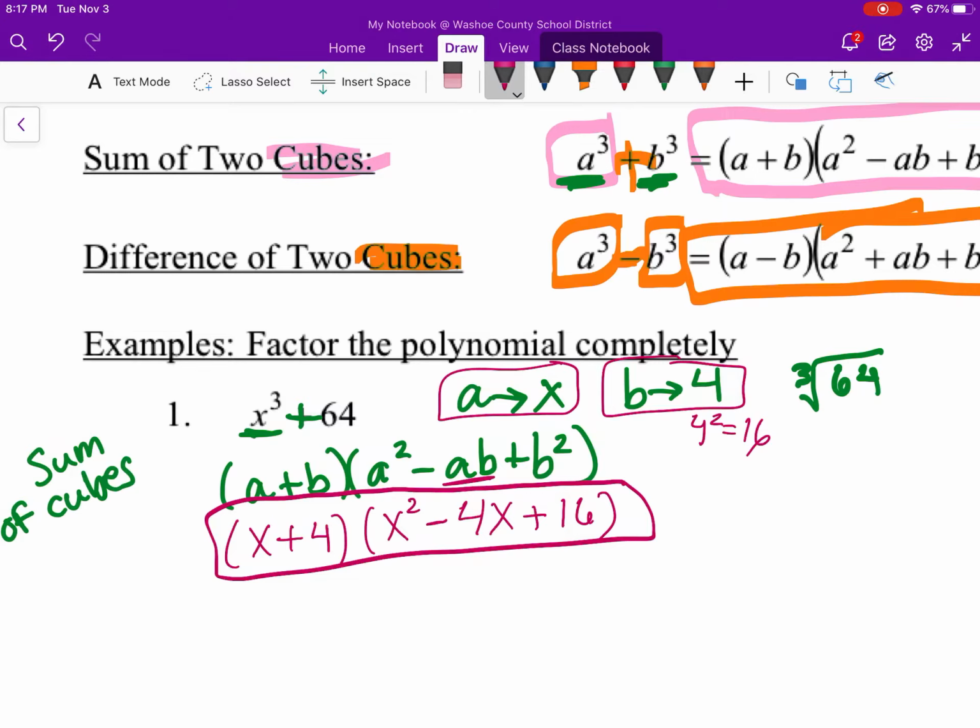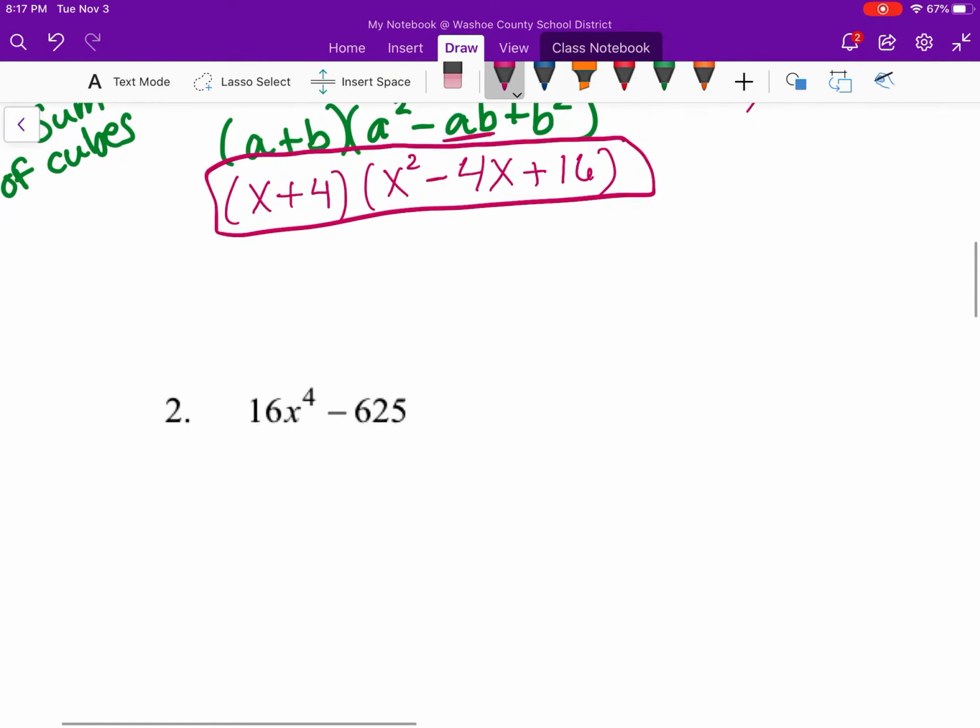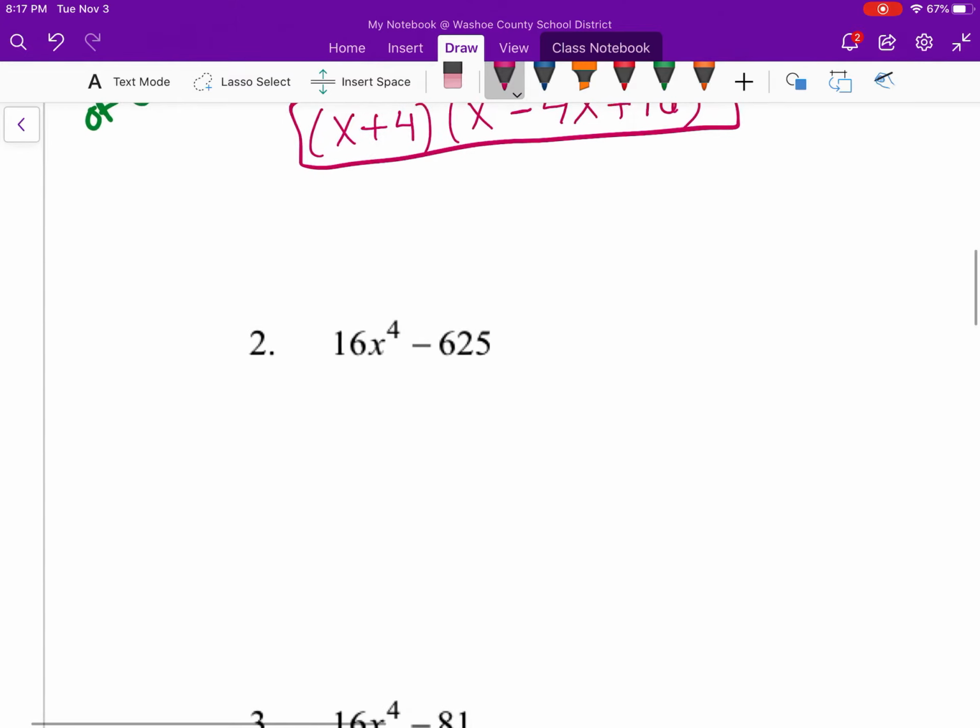At the beginning, I did do this, but I didn't mention it to you guys. I checked for a greatest common factor before I started applying the rules, okay? So always check if there's a number you can take out before you start multiplying it through. All right. Going on to number 2.